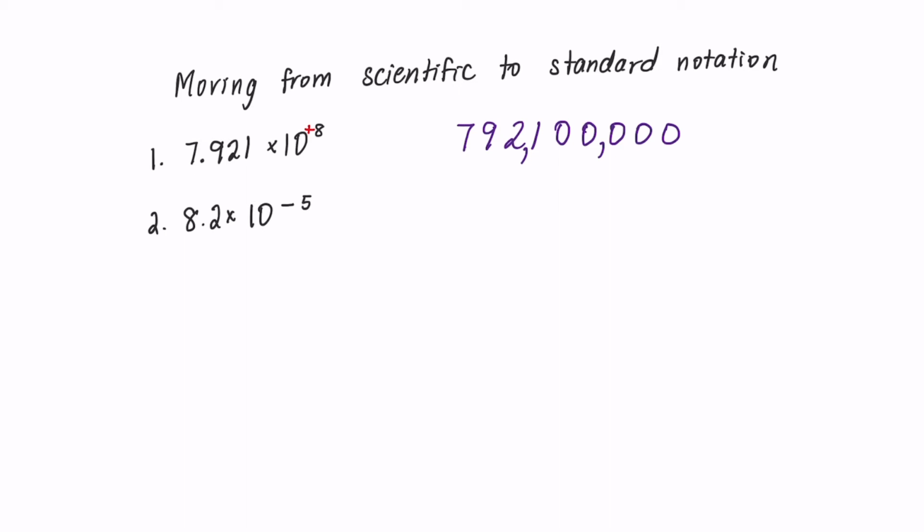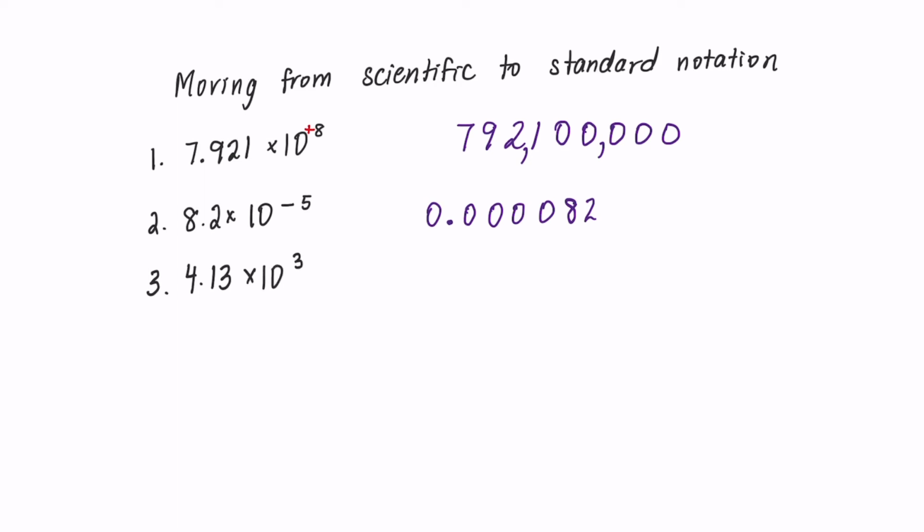8.2 times 10 to the power of negative 5. Let's start by writing that 8 and the 2 and looking at where our decimal place is and where it needs to move. Since it's a negative exponent, we're going to move 5 places to the left to make this a small number. Remember that a negative exponent means that we're working with the decimal. Now we can officially write in our new decimal and read this number as 0.000082.